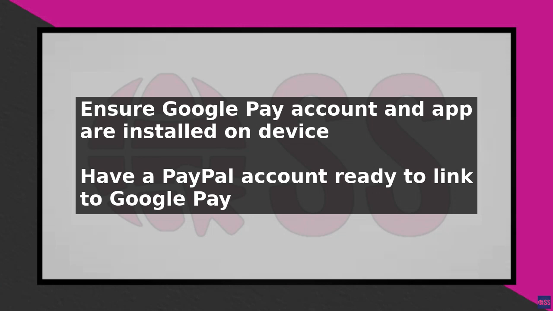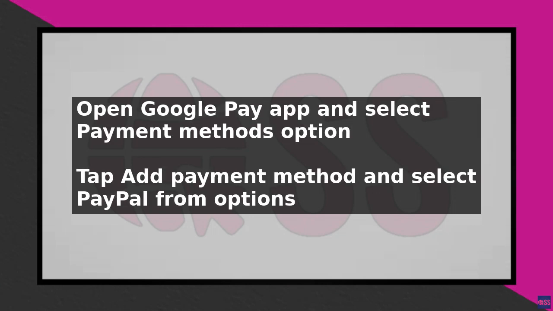Start by opening the Google Pay app on your device. Tap on the profile picture or the initial at the top right corner. Then select Payment Methods. This will show you a list of all the payment methods you have currently linked to Google Pay. To add a new payment method, tap on the Add Payment Method button.